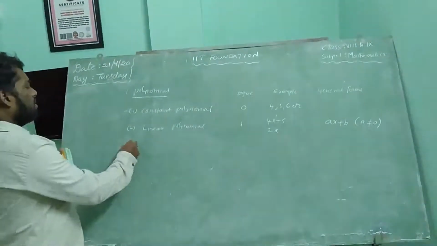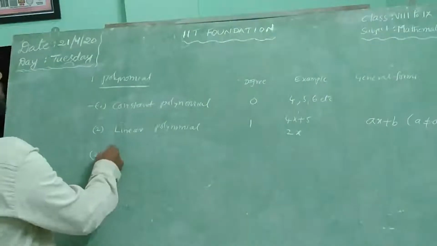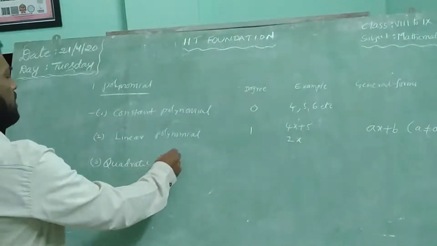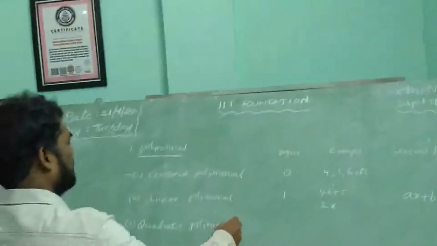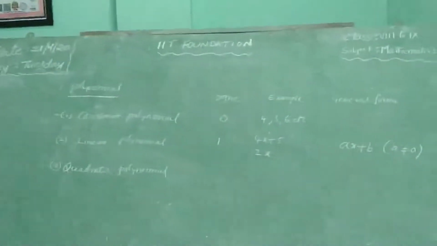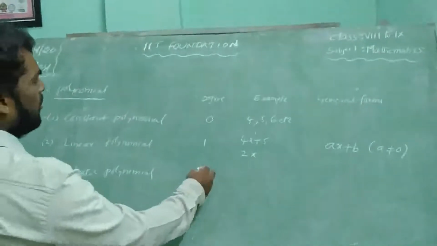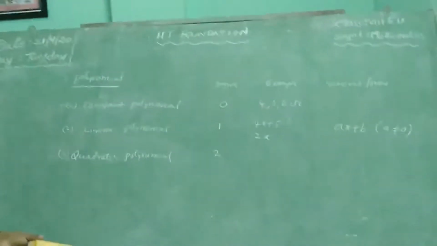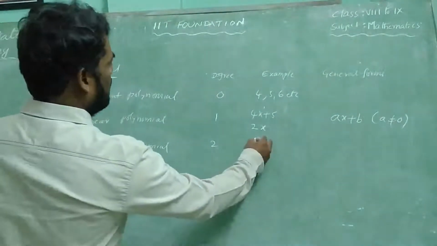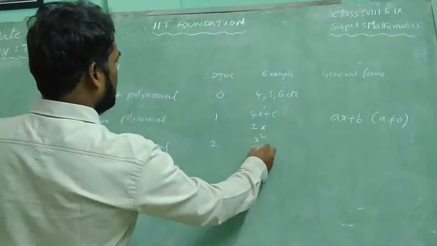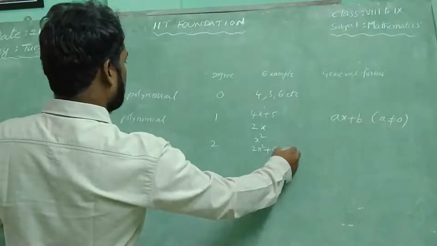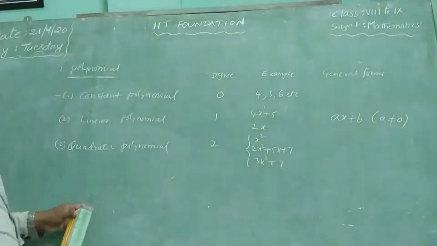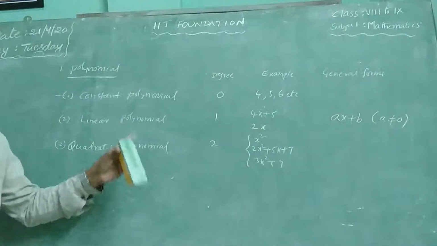And the third one is quadratic polynomial. What is a quadratic polynomial? If the degree of the polynomial is 2, such a polynomial is called a quadratic polynomial. For example, x square, 2x square plus 5x plus 7, 3x square plus 7. These all are examples of quadratic polynomials.